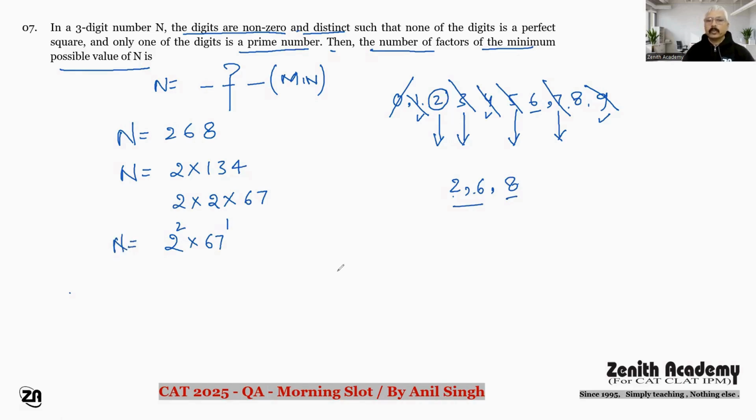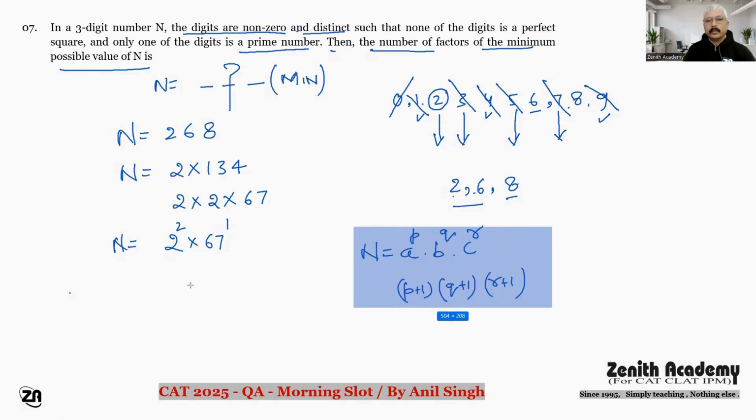So, there is a formula. The number of factors: if there is a number n equal to a to the power p into b to the power q into c to the power r, the number of factors is (p plus 1)(q plus 1)(r plus 1). It's the number of factors.